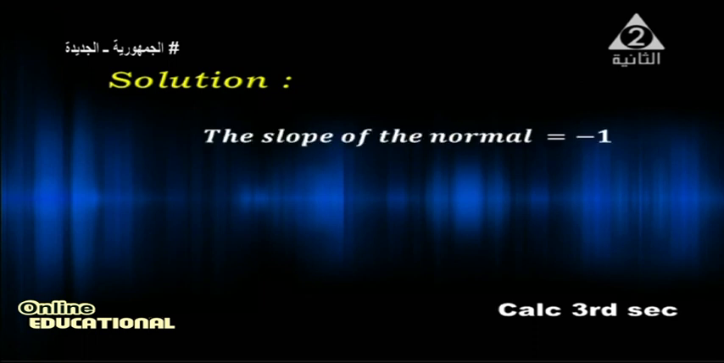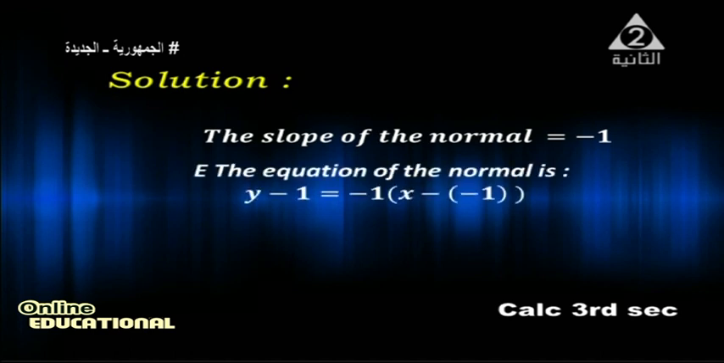Now, the slope of the normal. The slope of the normal equals negative 1 over the slope of the tangent. Then the slope of the normal equals negative 1. What is the equation of the normal at the point (-1, 1)? Yes, y minus y1 equals -1 over m, which is the slope of the normal, multiplied by x minus x1. Then y minus 1 equals negative 1 multiplied by x minus negative 1. Then y minus 1 equals negative x plus 1. Then y equals negative x, which is the equation of the normal at this point.